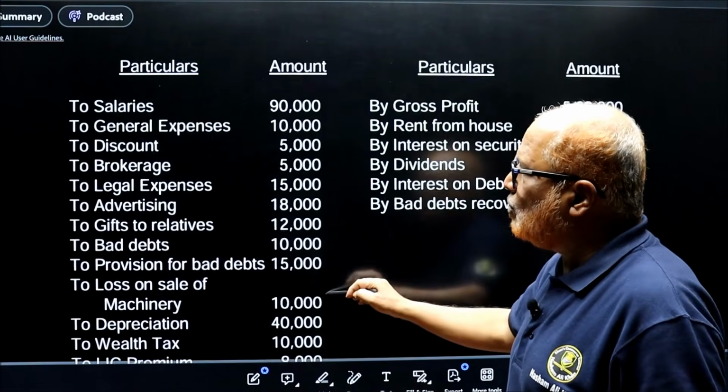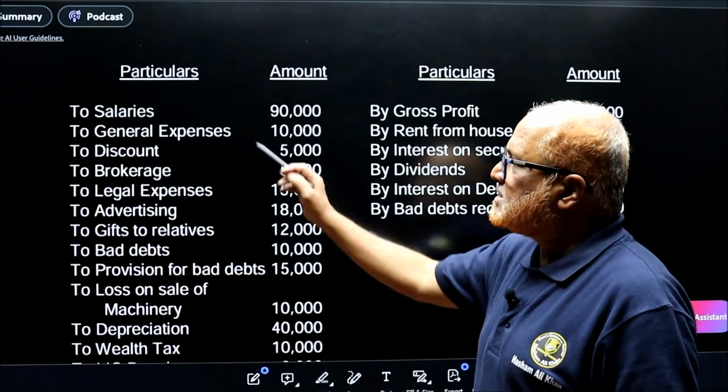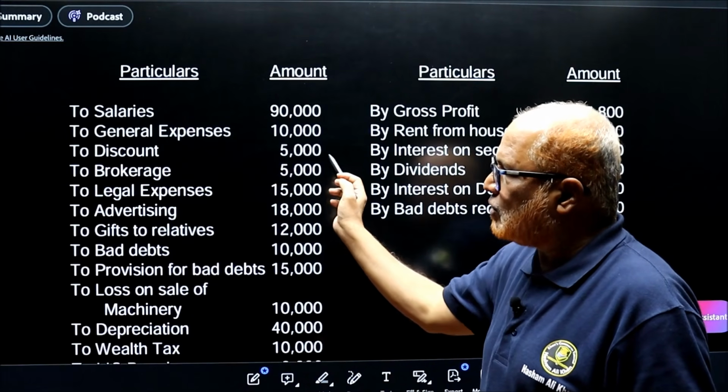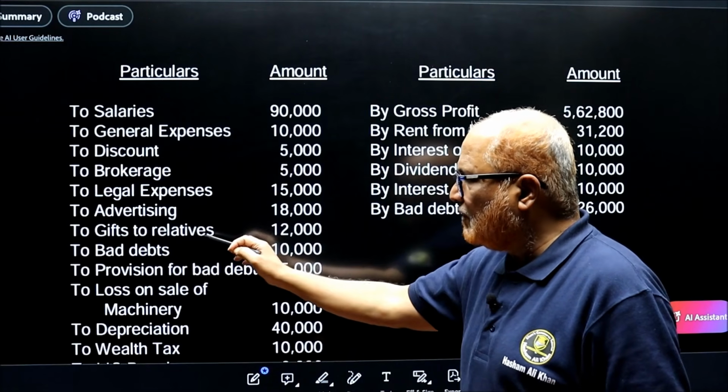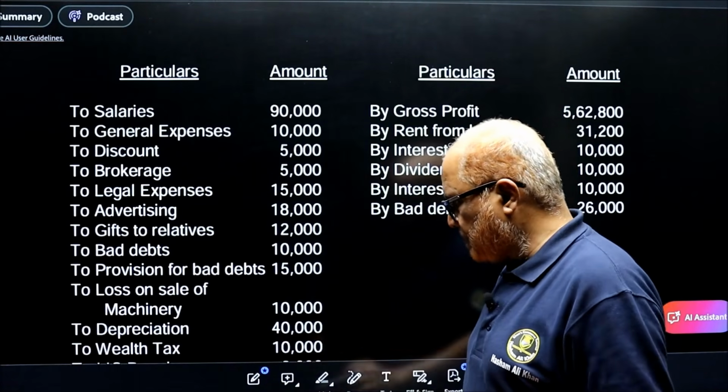Now debit side, you see what are the items that are disallowed. Salary allowed, general expense allowed, discount allowed, brokerage allowed, legal expense allowed, advertising allowed, gift to relatives not allowed.